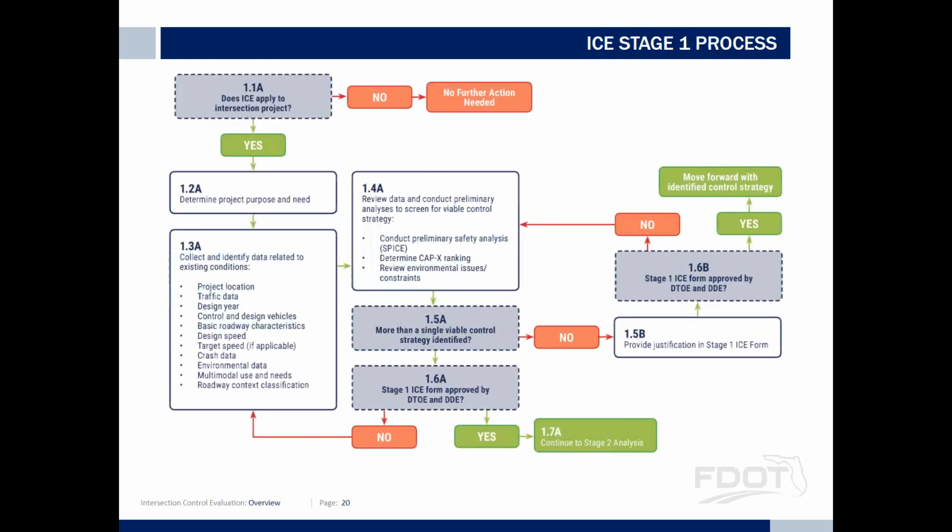Here's a flow chart of stage 1. As you can see, we've detailed it to a certain degree. There's more detail in the manual, and more explanation of each step, what the practitioner needs to do, what he needs to collect. As you can see in 1.3a, there's all that data: collect and identify data related to the existing conditions.